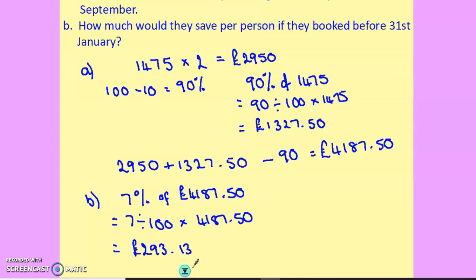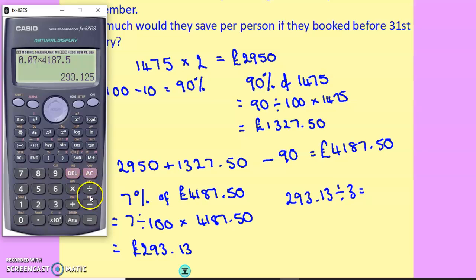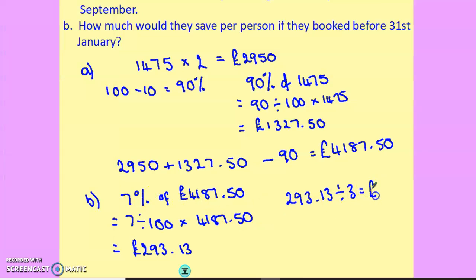We want to know how much they would save per person. There's 3 of them, so we need to divide by 3. I don't want to write down 3. I want to write £293.13 divided by 3. It's £97 and 71 pence. So if they booked before the 31st of January, they would save £97 and 71 pence.